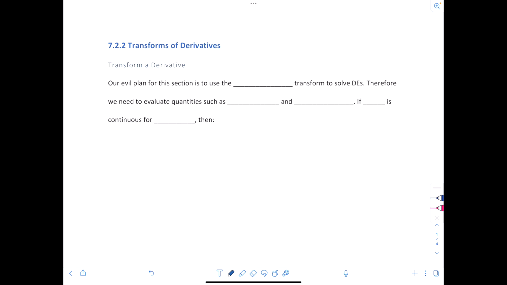Equations text. And we're covering the Laplace transforms of derivatives so we can actually solve a differential equation that's linear in form with constant coefficients using the Laplace transform.